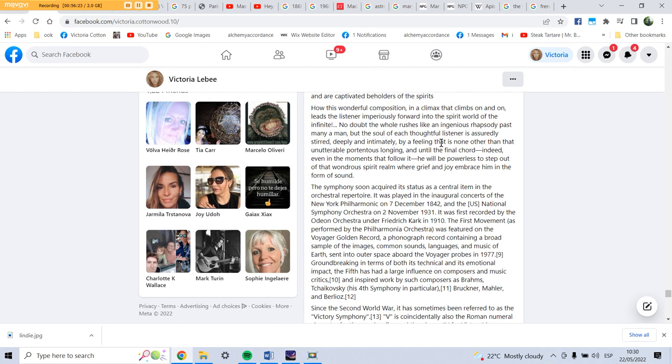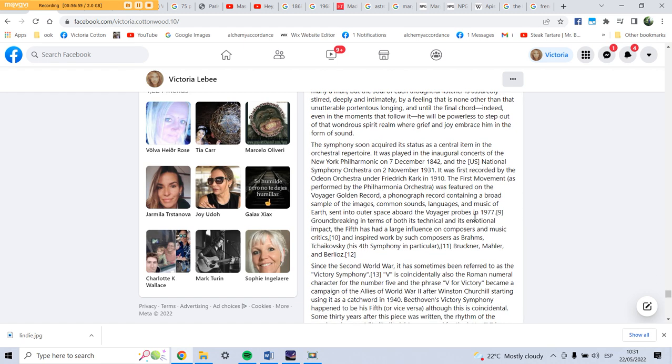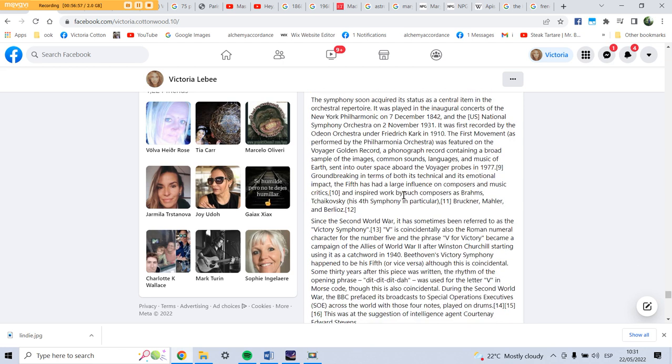No doubt the whole rushes like an ingenious rhapsody, Bohemian Rhapsody, past many a man, but the soul of each thoughtful listener is assuredly stirred deeply and intimately by a feeling that is none other than that unutterable, portentous longing, and until the final chord, indeed, even in the moments that follow it, he will be powerless to step out of that wondrous spirit realm where grief and joy embrace him in the form of sound. So this is what they wrote about the 5th Symphony.